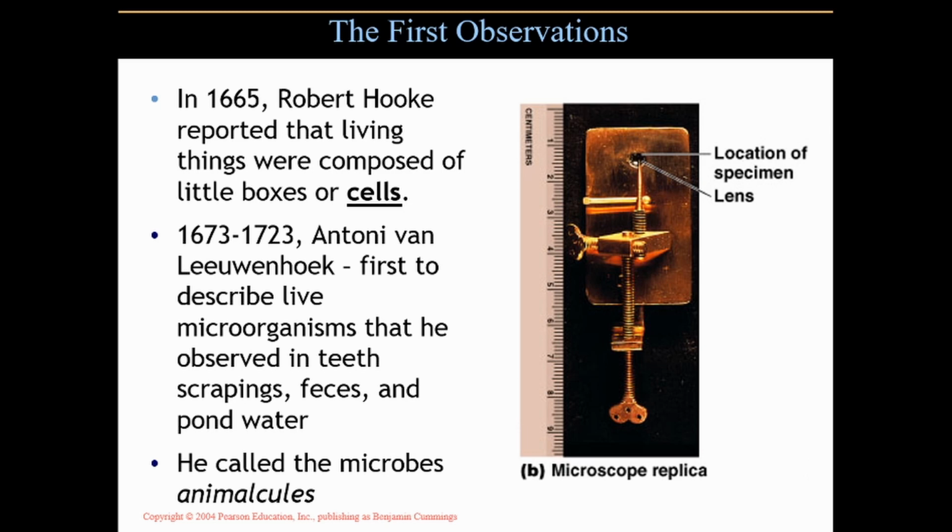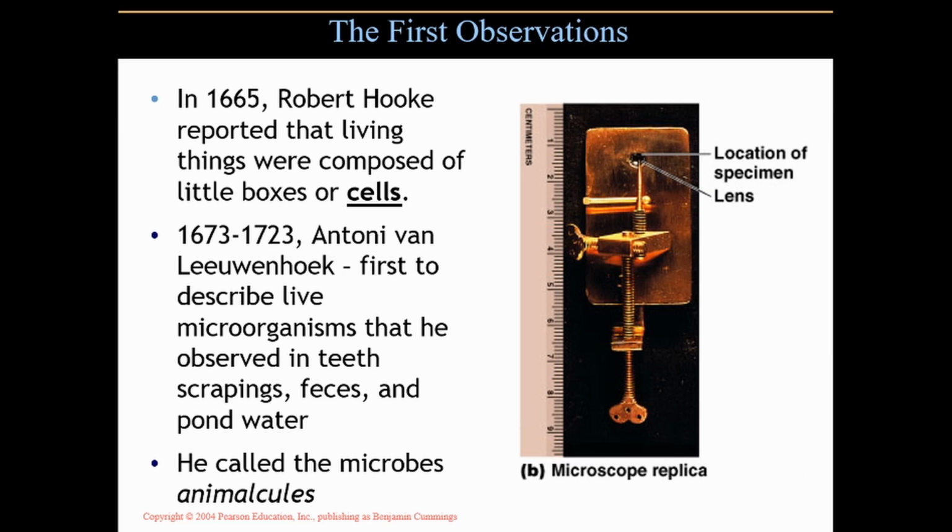And then you can see in that replica there were a couple of screws that you could turn to move the specimen up or down or left or right. And you would hold it up to your face. It was only something that was probably less than 4 inches from top to bottom. And it was a very small instrument to use. But through that lens, he saw the living microbes for the first time. He was the first person on Earth to ever see them.